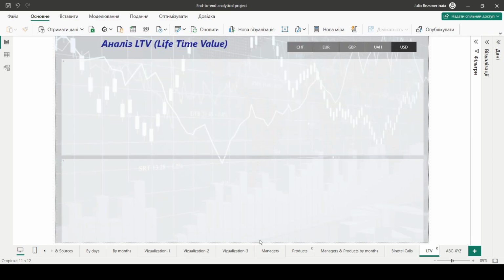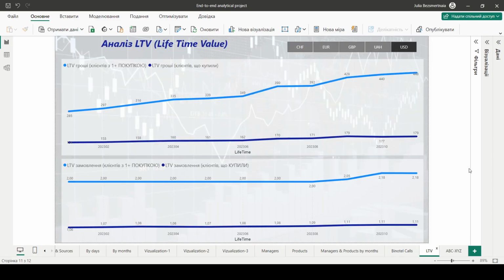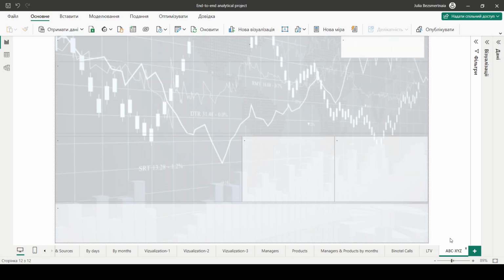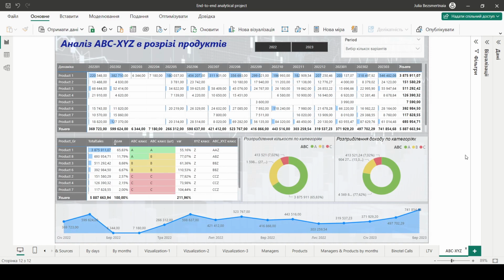Next page is charts for LTV, lifetime value of clients. You can switch on some currency. And on the last page, we can also create ABC XYZ analysis with segmentation of products by these categories.